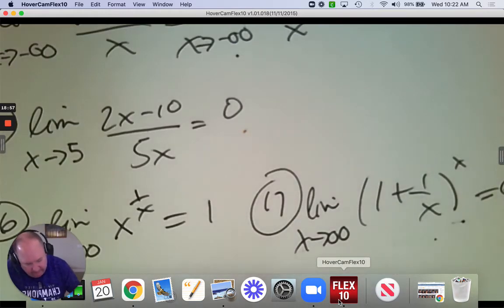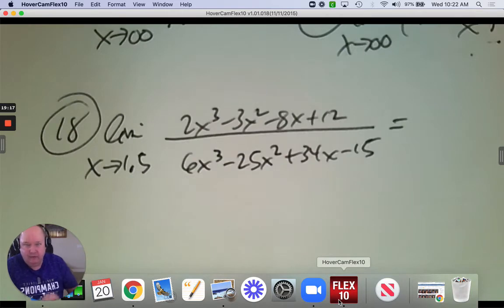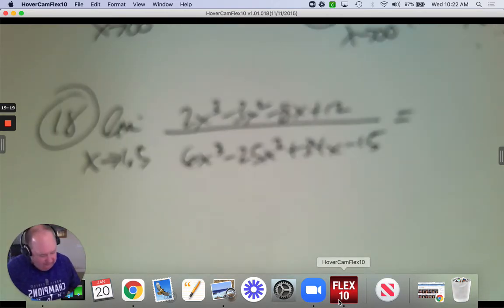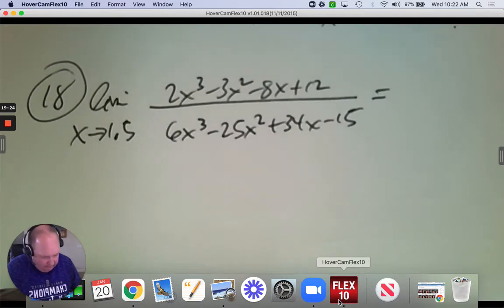The limit as x approaches 1.5. It's going to just take a moment to type in 2x cubed, subtract 3x squared, subtract 8x plus 12, over 6x cubed, subtract 25x squared plus 34x, subtract 15. All right, just take your time and type that in. I'm going to do the same thing. So again, I'm going to press menu and calculus and limit. I'm going to say as x approaches 1.5.